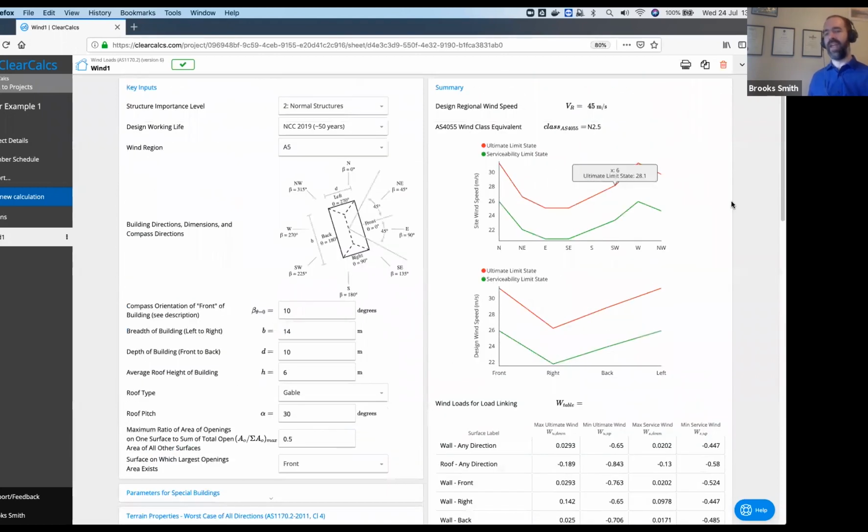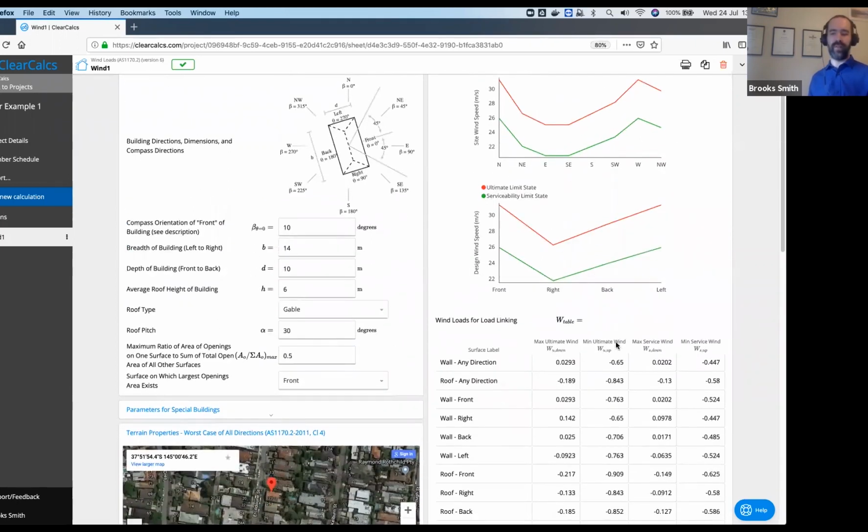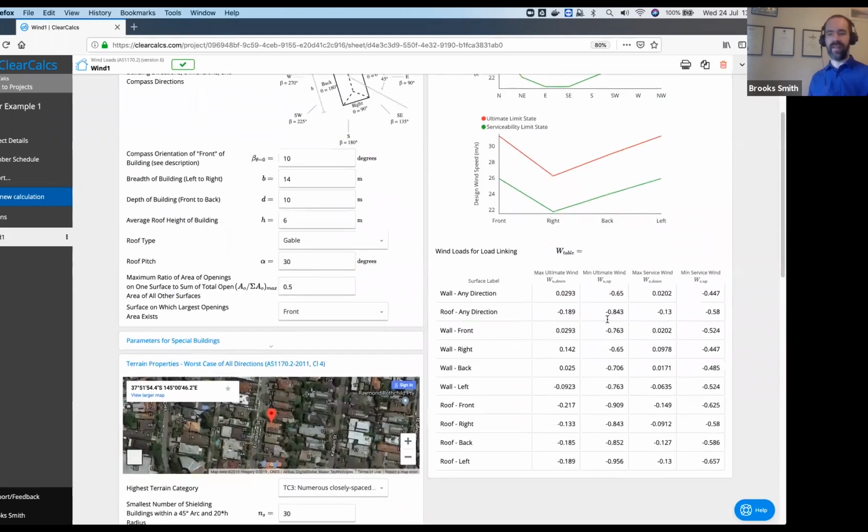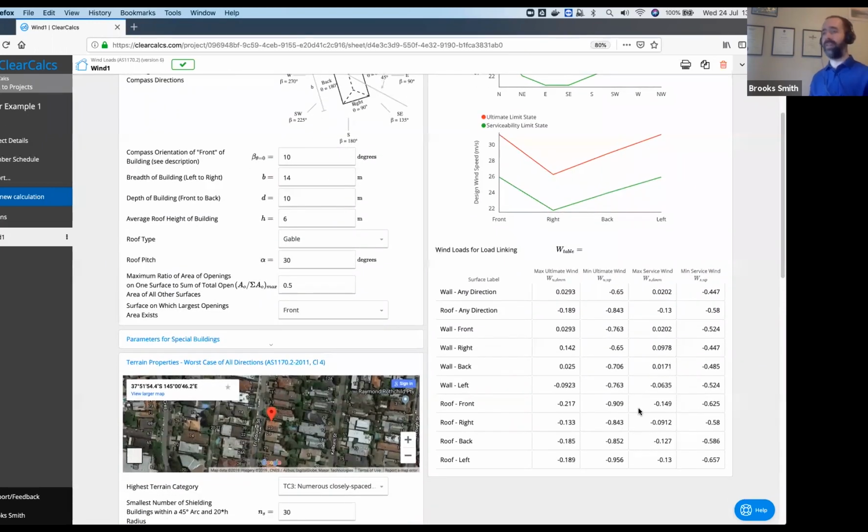This is now displaying what your site wind speeds are, what your design wind speeds are, and then the wind loads in every direction in this large table here. As I mentioned, you will be able to link these loads out into any of our design calculators for beams or columns or connections or anything else shortly.